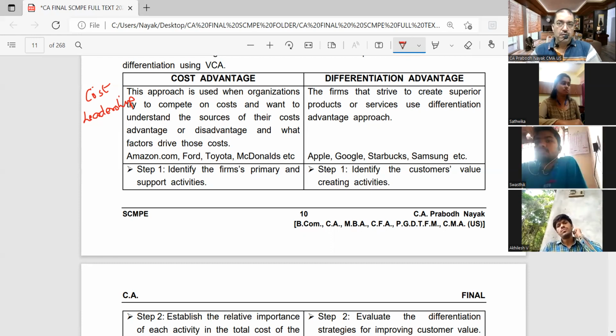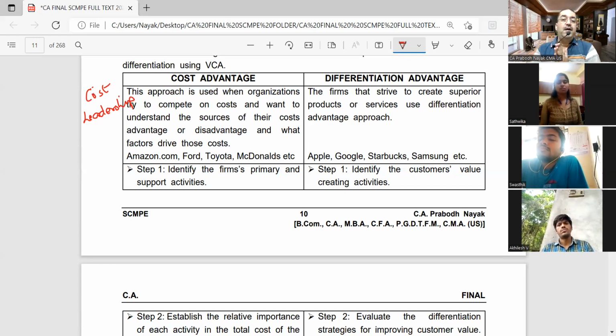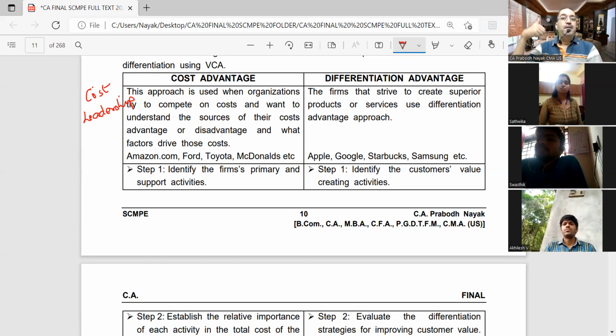Differentiation advantage, where the firms that strive to create superior products or services use the differentiation advantage approach. Meaning that I want to lead my industry, but not by becoming a cost leader. I want to lead my industry where people should be identifying me because of my brand, because of my product differentiation, because of some feature of the quality of my product which stands out and impresses the customer.